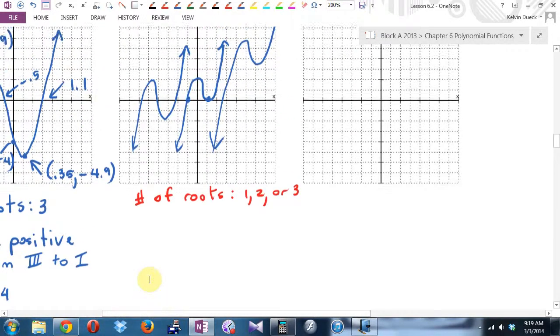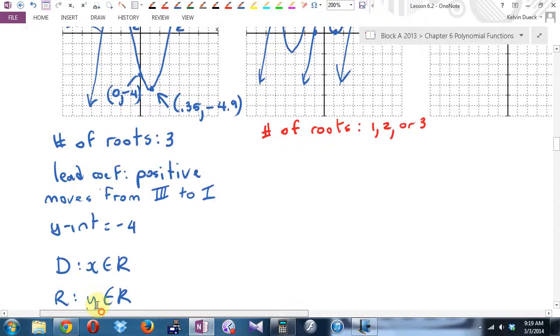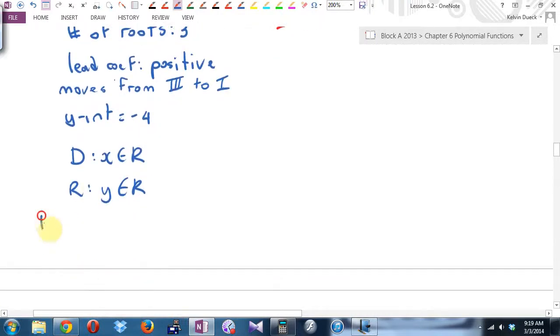So, number of turning points in our case. Two. What did I say? 3? Because I'm thinking cubic. 2, thinking degree.